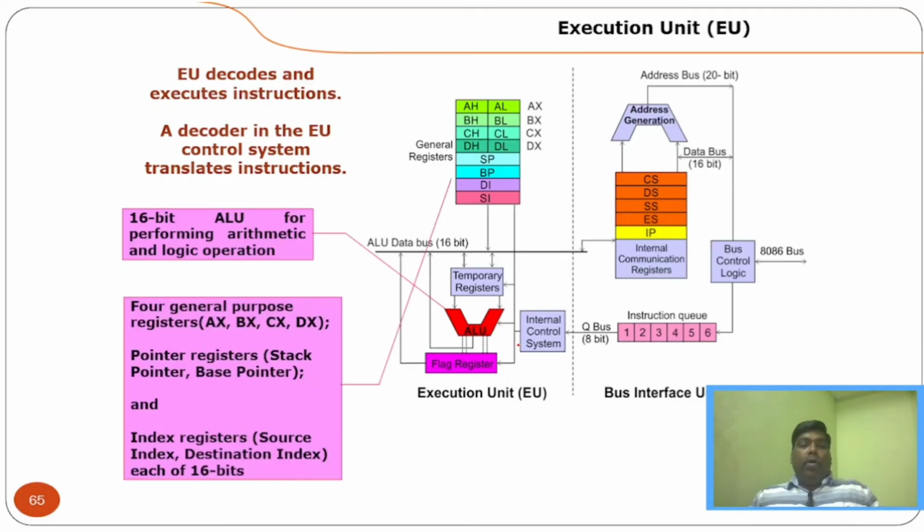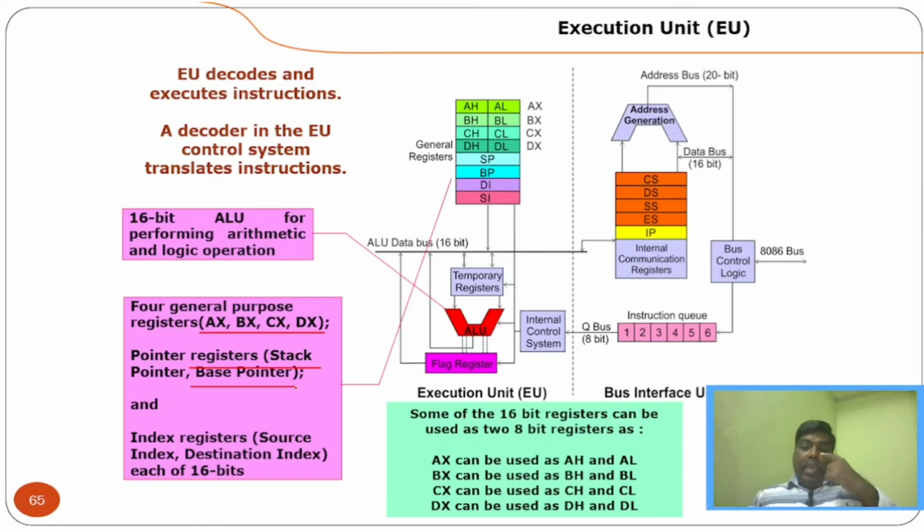We have ALU, we have the general purpose registers. When it comes to general purpose registers, we have 4 general purpose registers, and we have pointer registers, stack pointer and base pointer, as well as the index registers, which are source index and destination index, right? And we can call these AX, BX, CX, DX, which are 16 bits, and we can also split them into AH, AL, BH, BL, CH, CL, DH and DL. And I already explained for each register what is the operation of each and every register, right?